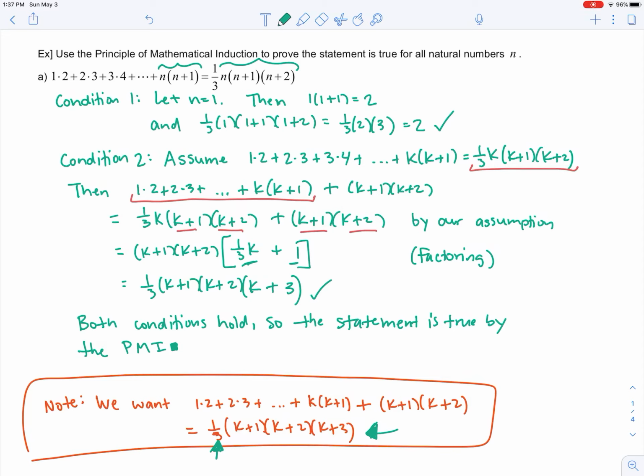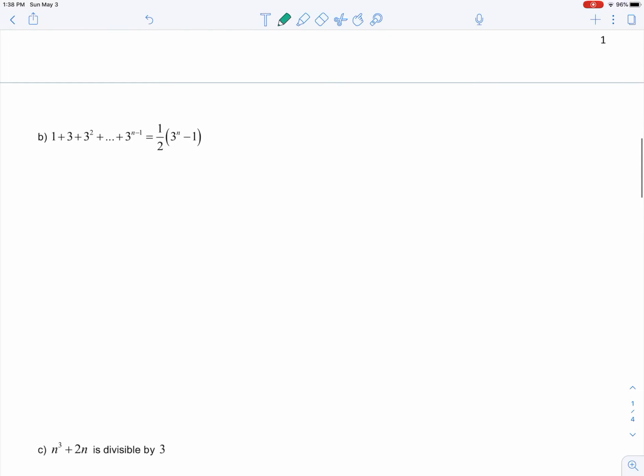So I know this is probably new for a lot of you writing proofs, so I'm going to do a couple more just to hopefully get the steps down. The basic structure will always be the same. Condition 1, show that it's true when n is 1. Condition 2, assume that it's true for k, and show that by assuming it's true for k, then it's also true for k plus 1. In other words, that the k case implies the k plus 1 case, and that triggers the domino effect, which is how induction works. Okay, so let's try the next one.